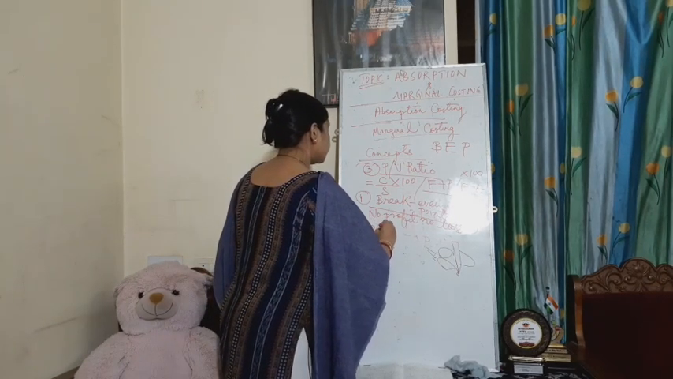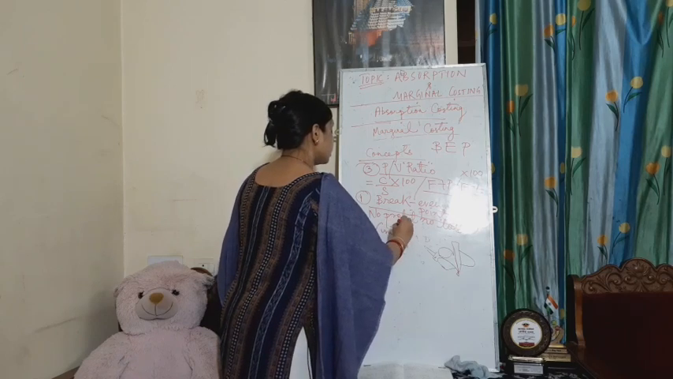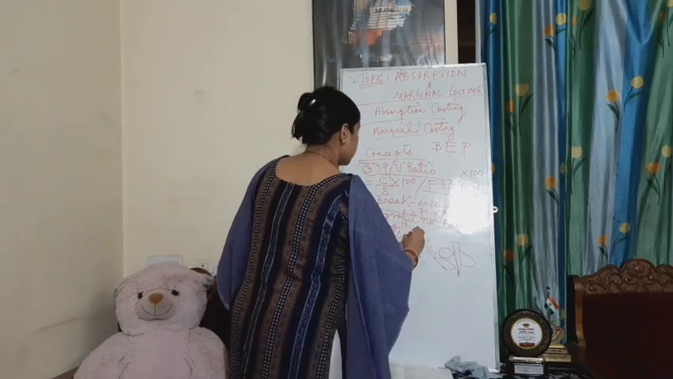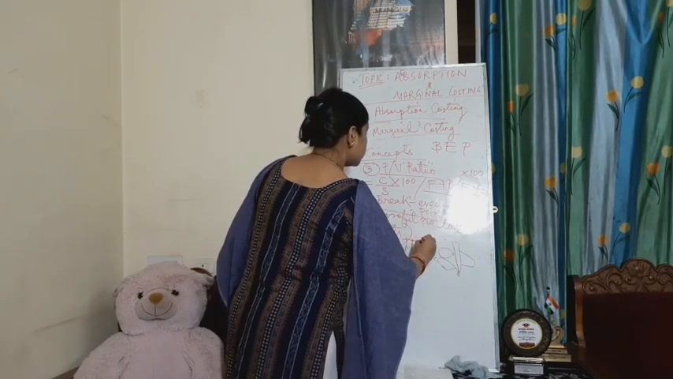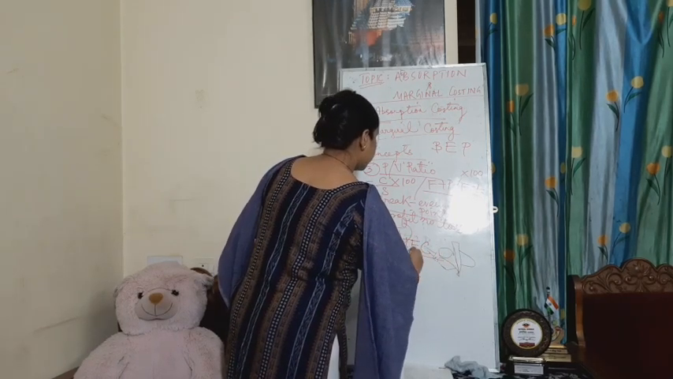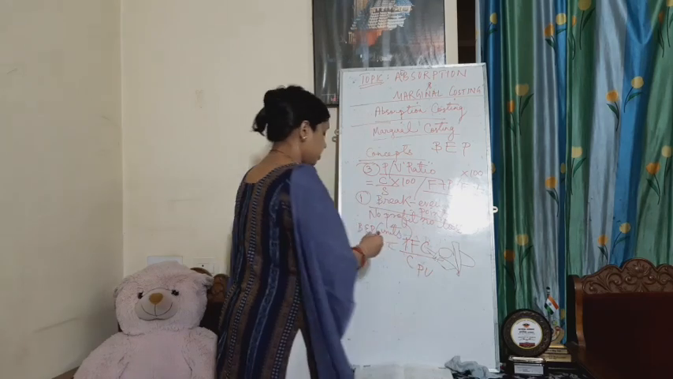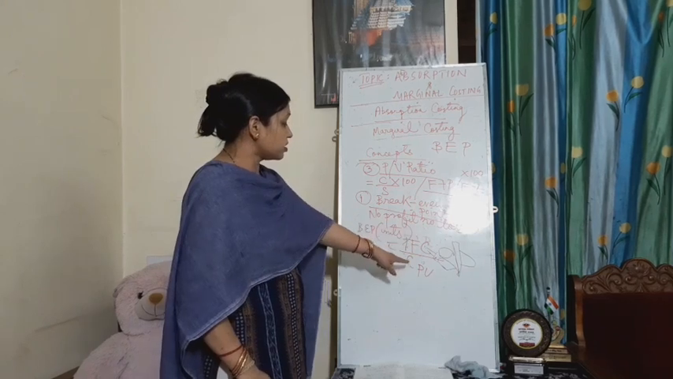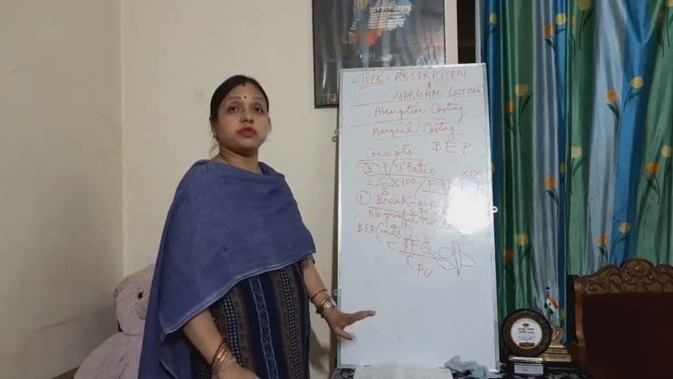In terms of units, break even point will be stated like this: total fixed cost divided by contribution per unit. In terms of units, break even point equals total fixed cost divided by contribution per unit.